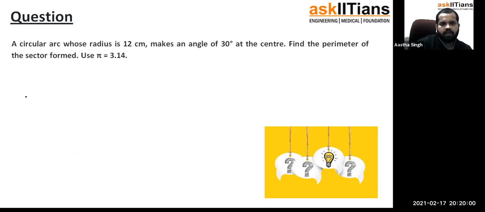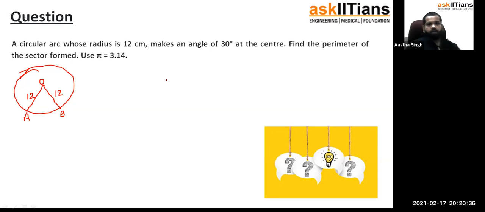The question says: a circular arc whose radius is 12 cm makes an angle of 30 degree at the center. Find the perimeter of the sector formed. Use pi equal to 3.14. A circle is given to you, you know the radius is 12, the center is point O, and the length of the arc is AB. This AOB is your sector. What will be the perimeter of sector AOB?